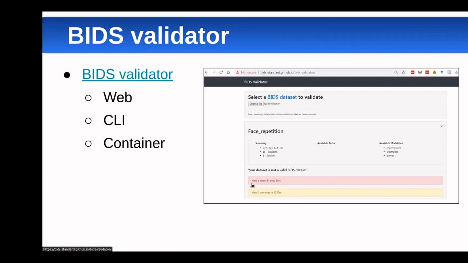So you get errors if something does not comply with BIDS, or if you are missing some required information, and you get warnings if you are missing some recommended information, for example. You may just use the website for the BIDS validator, but in case you're working from the command line or on the computing cluster, there is also a CLI tool that you can use, and also a containerized version of this that you can use with either Docker or Singularity.